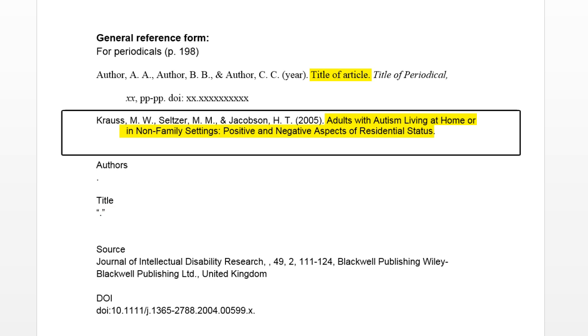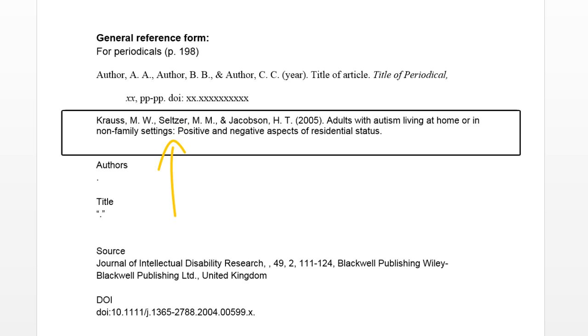In APA style, the article title is written in lowercase, except for the first word in the title and the subtitle. Look for the colon to identify where the main title ends and the subtitle begins. Proper names are always capitalized. Follow the title with a period.